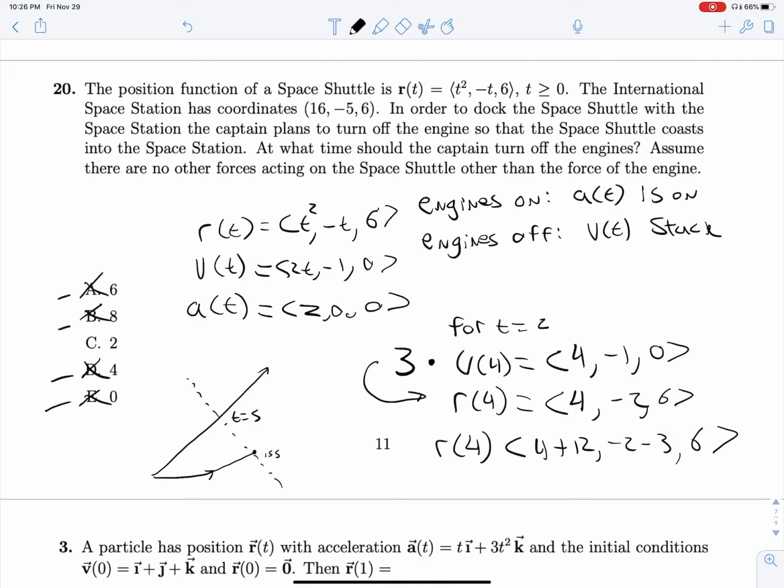And we see that this works out perfectly. Sorry, this is r of 5, not r of 4, and everything over here that says 4 should also say 2. I forgot to change that. There we go. And so this isn't t equals 6 either, this is t equals 5. So r of 5 is equal to 16, -5, 6, which is exactly what we wanted.